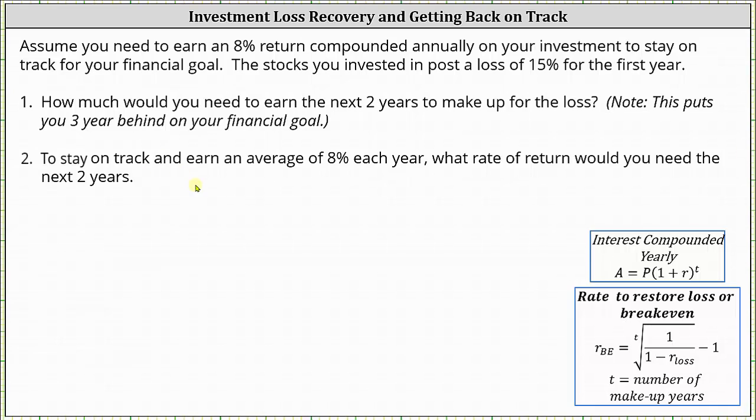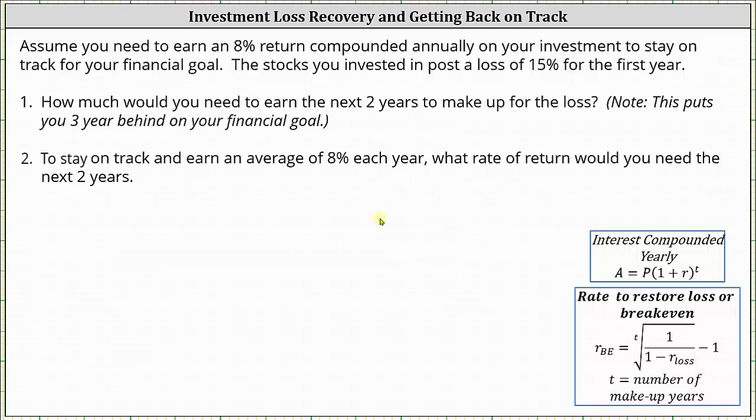To answer these questions, we'll be using the compound interest formula when the interest is compounded annually, given by the formula A equals P times the quantity 1 plus R raised to the power of T, where A is the amount after time T, T is the time in years, P is the principal or starting amount, and R is the annual rate of return. To begin, we need to assume a principal or starting amount. The amount is not going to affect the result. I'm going to go ahead and assume the principal P is equal to $100.